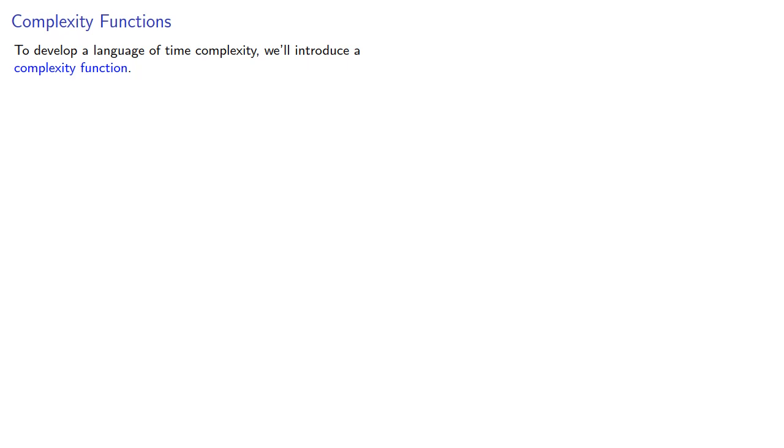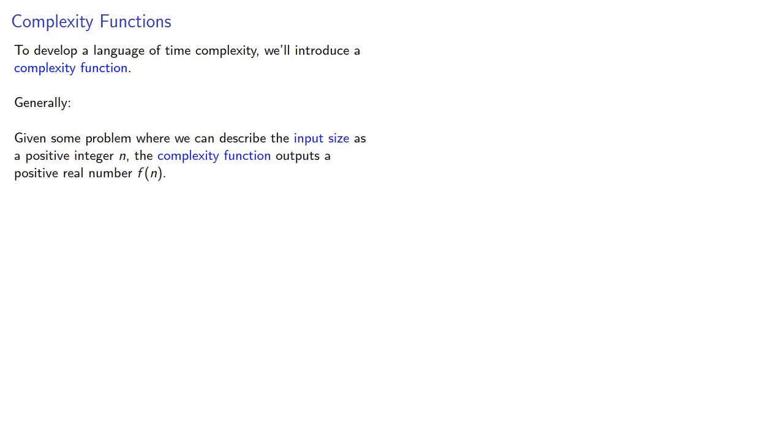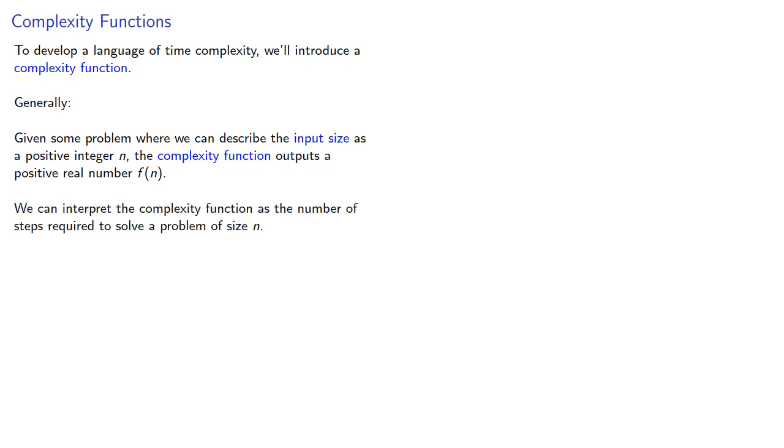To develop a language of time complexity, we'll introduce a complexity function. Generally speaking, given some problem where we can describe the input size as a positive integer n, the complexity function outputs a positive real number f(n). We can interpret the complexity function as the number of steps required to solve a problem of size n. And for convenience, we'll omit any rounding rules.